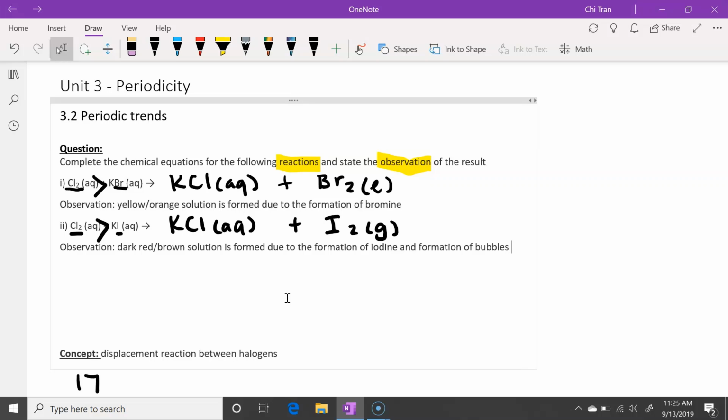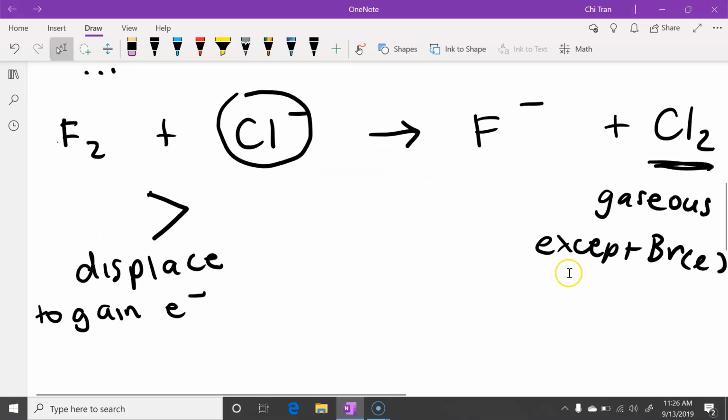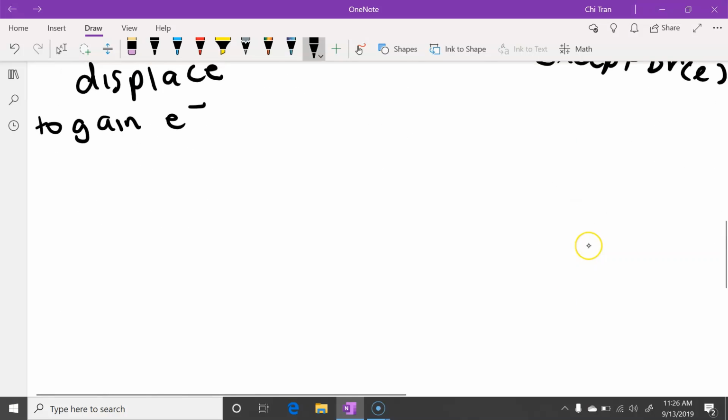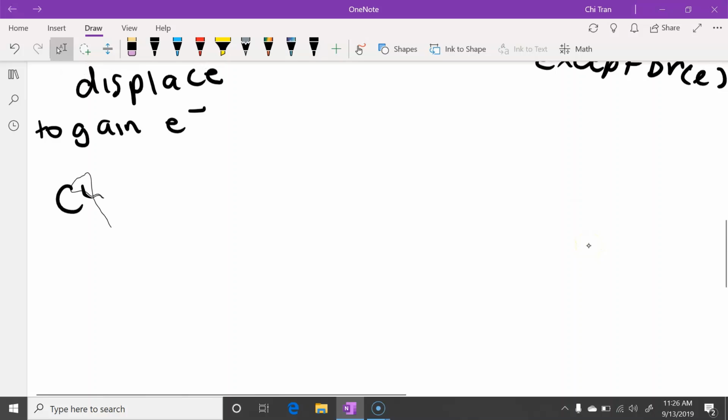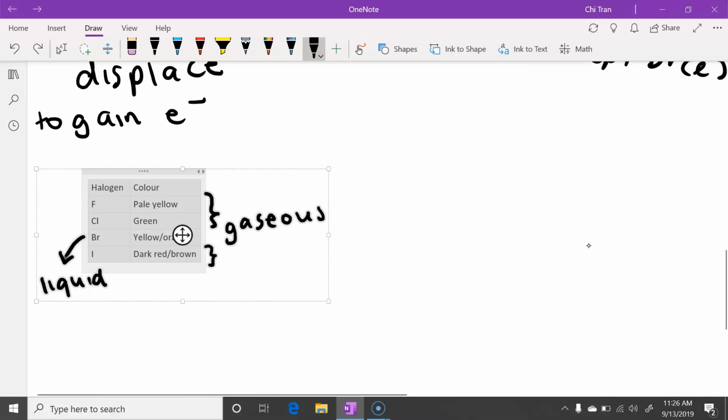The observation for the first reaction would be something like a yellow/orange solution is formed due to the formation of bromine. But for the second reaction, there are actually two observations. One is a dark red-brown solution formed due to the formation of iodine, as well as the formation of bubbles due to the formation of iodine gas. And that is our final answer for this question.